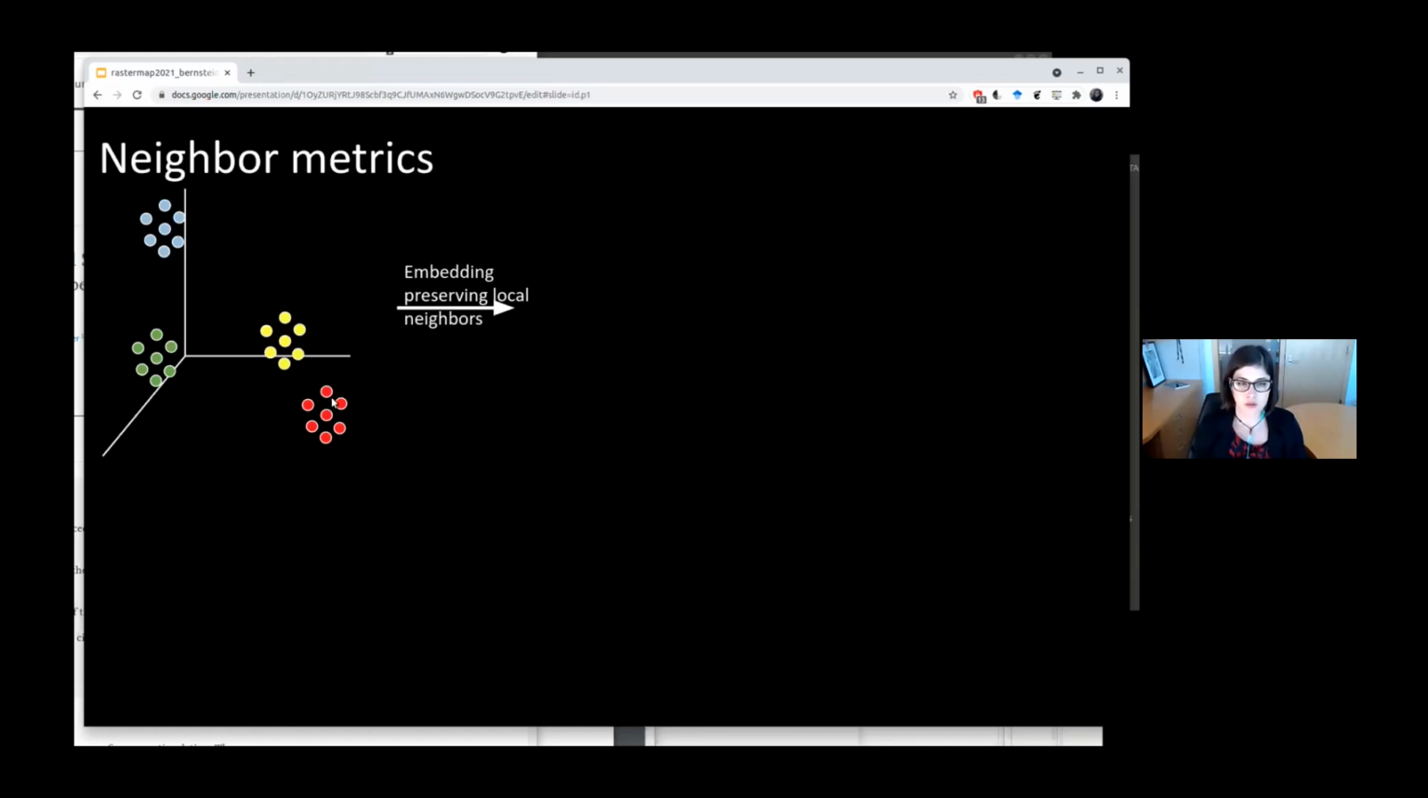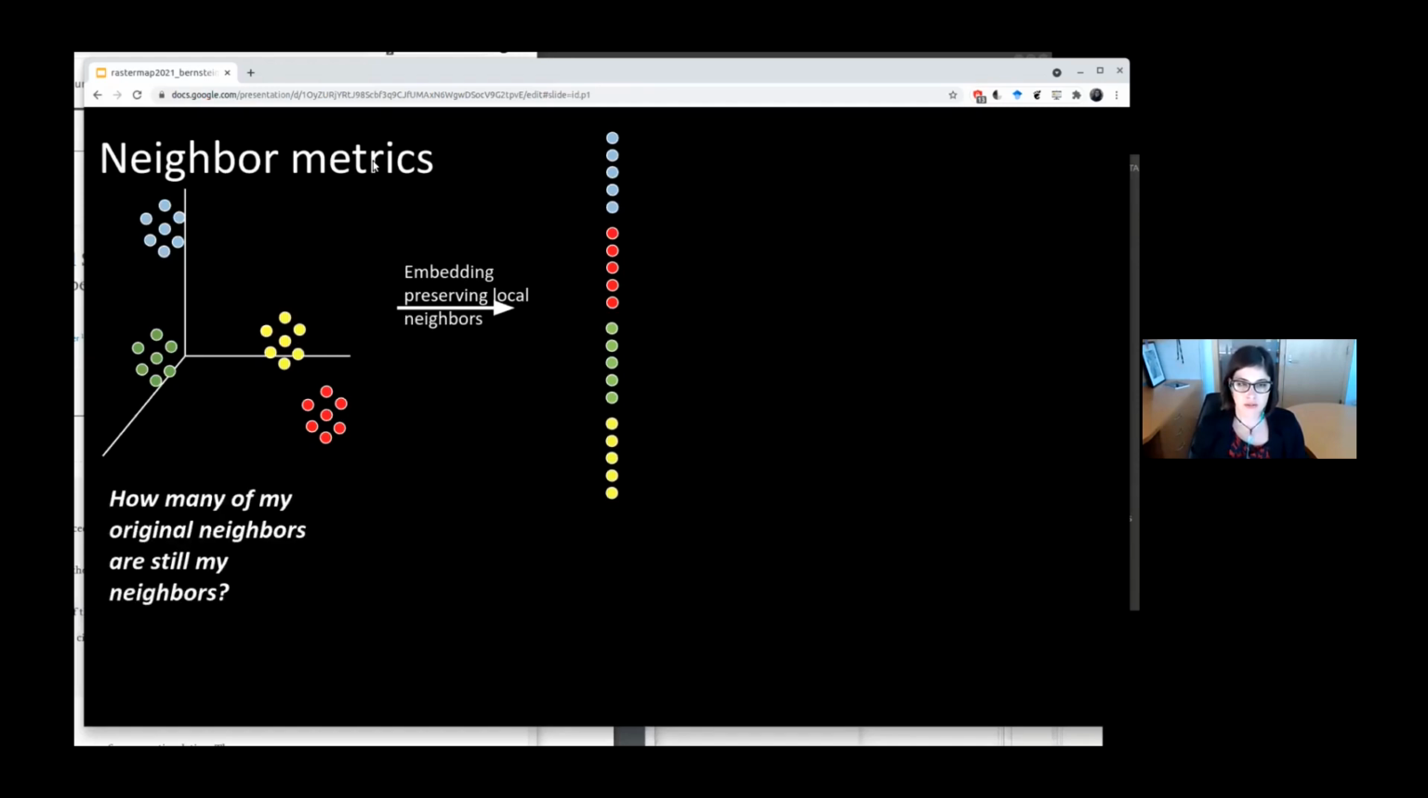And so what you probably want to do is put all the blue points next to each other. They're all next to each other in the original space. You want to put all the red points next to each other, all the green points next to each other, and all the yellow points next to each other. And then we can see that an embedding like this preserves the local neighbors. And this is the benchmark that lots of people use for these embedding algorithms: how many of my original neighbors, so my neighbors from the original space, are still my neighbors in my embedding space.